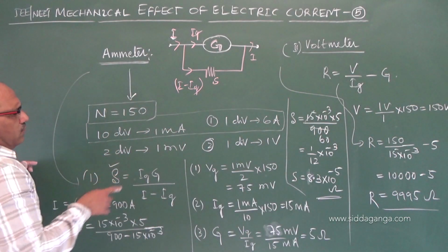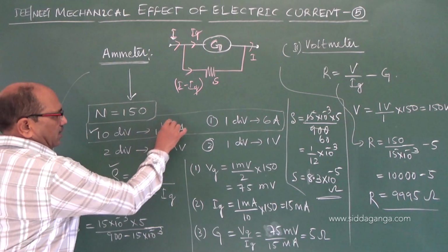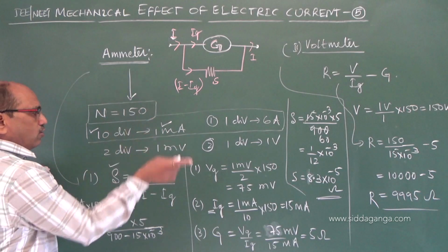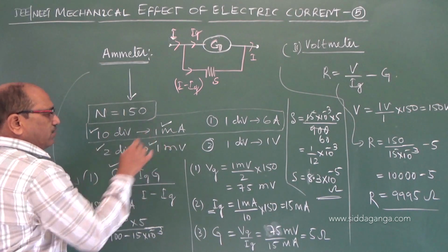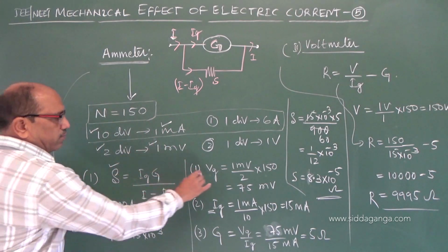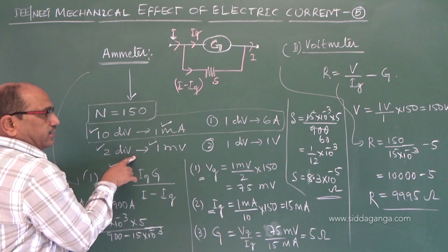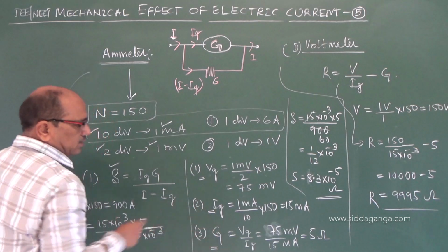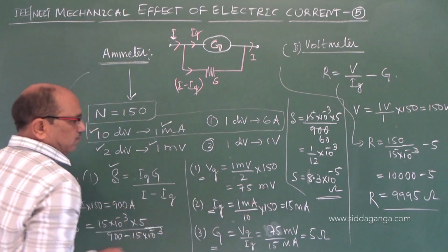So here carefully we observe that 10 divisions is 1 milliamp, which gives the maximum current in the galvanometer. 2 divisions is 1 millivolt, and the same meter reads the maximum voltage that the galvanometer reads: 1 millivolt by 2 into 150 is 75, which helps to calculate G, Vg by Ig, as 5 ohm.